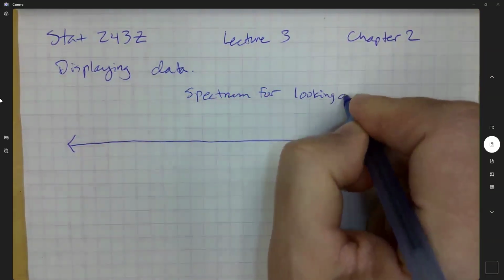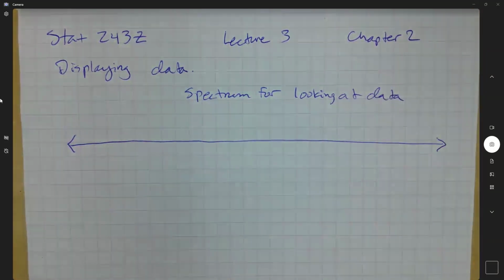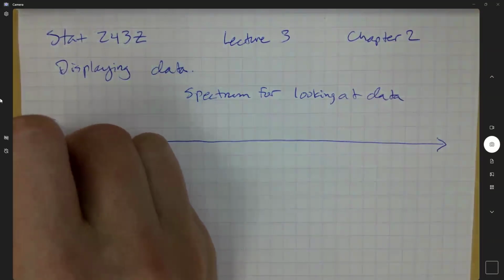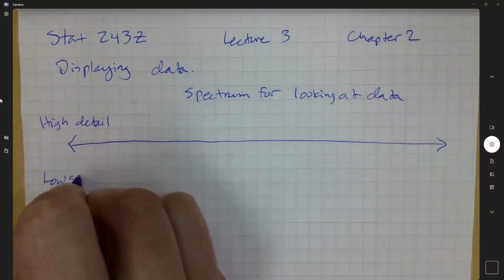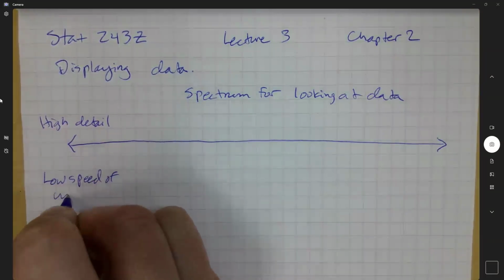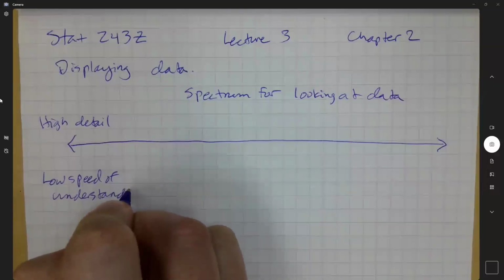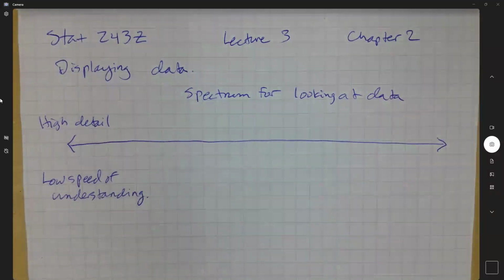Displaying or looking at data. Over here on the left, we've got high detail, but low speed of understanding. Does anyone remember which way of looking at data gives us high detail but low speed of understanding? This side, yeah. And which of the ways we can look at data? Talk about it with your neighbor. See if you can remember.